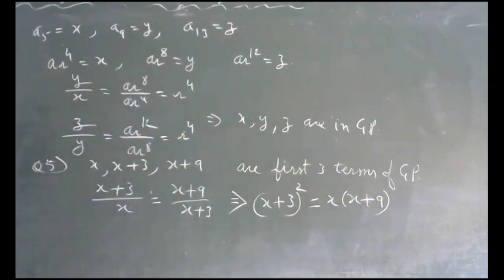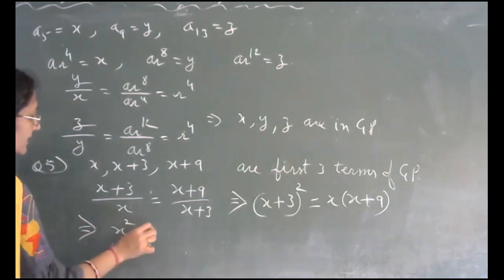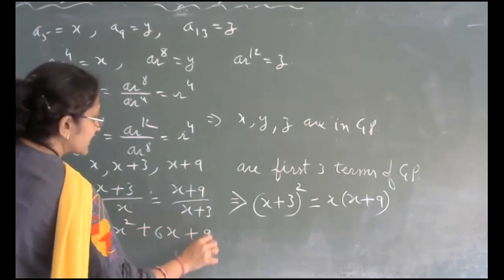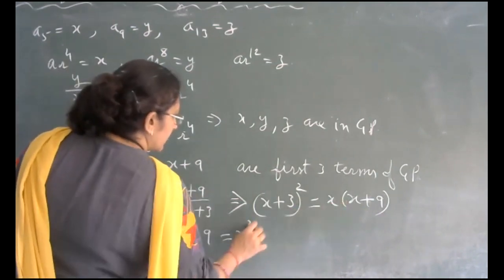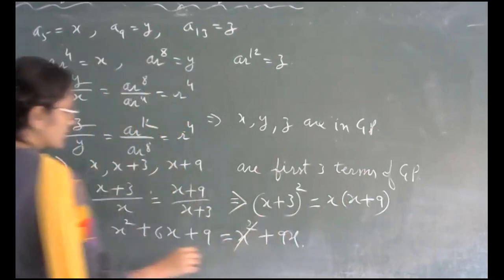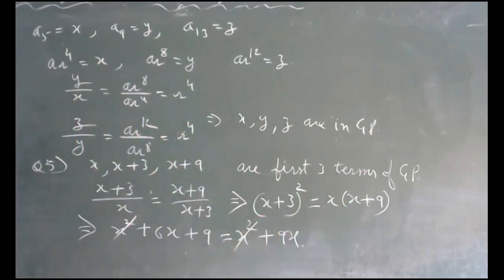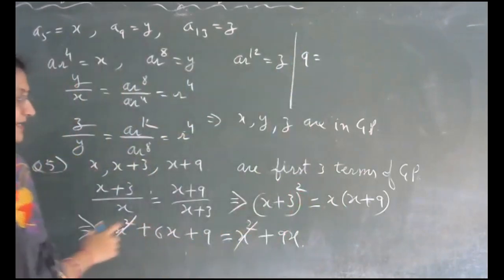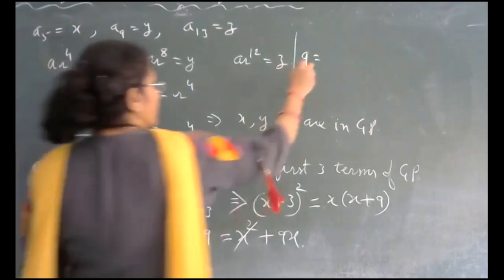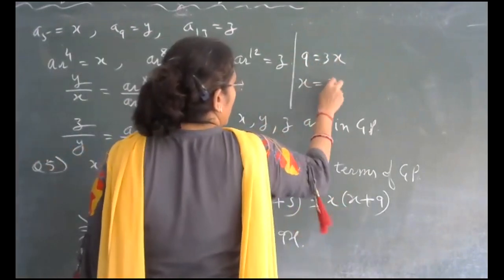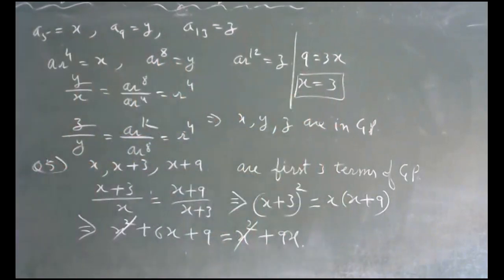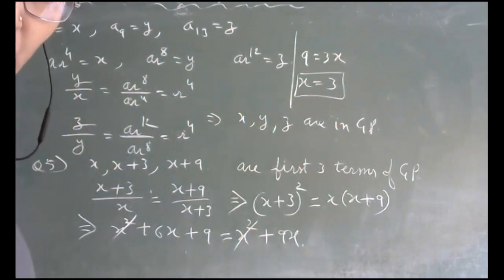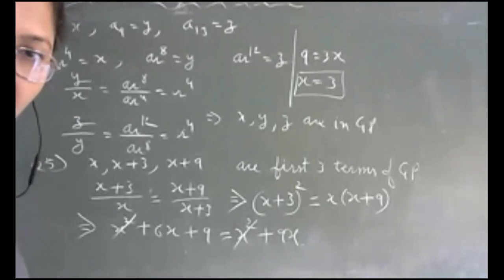Now you have to simplify the equation and find the value of X, which implies X square plus 6X plus 9 is equal to X into X plus 9, X square plus 9X. X square cancels with X square, so you are left with 9 is equal to 9X minus 6X, that is 3X. So the value of X will be 3. So in question number 5, the value of X is 3. Side by side you can type your answers.